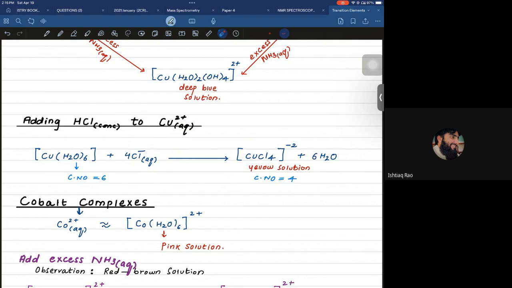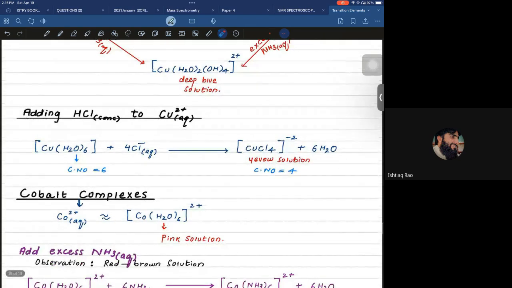Okay, so we would observe a yellow solution. It's not a yellow precipitate, it's a solution. Why? Because there is a charge. Okay, so you have to memorize all these things. Even the colors you have to memorize. This is very important in Edexcel.